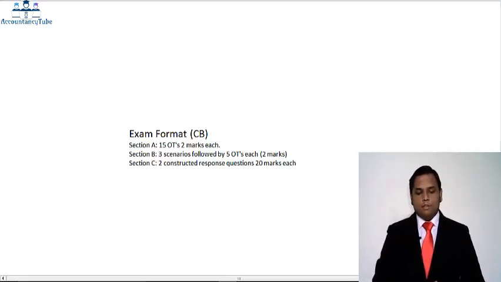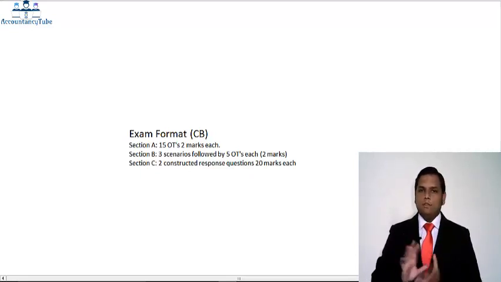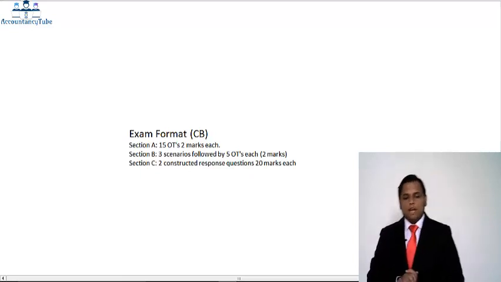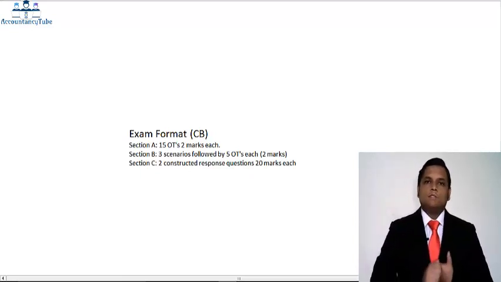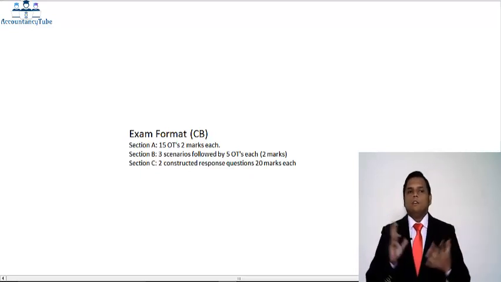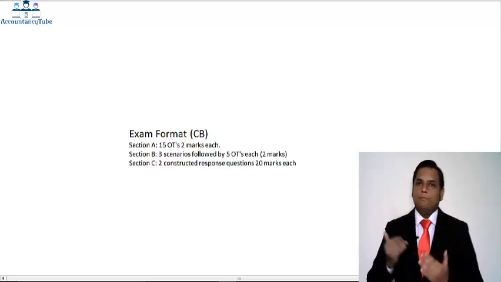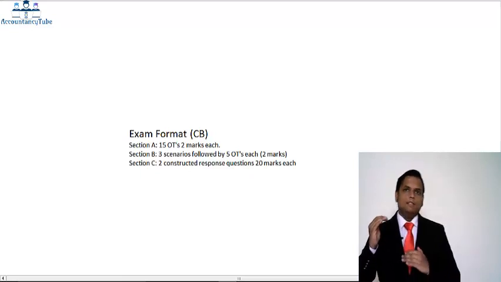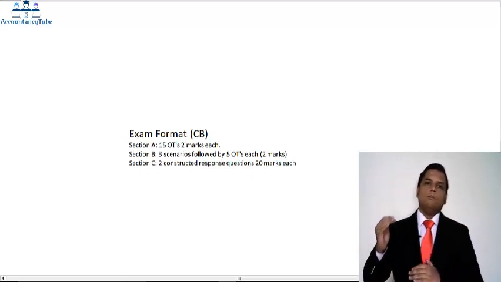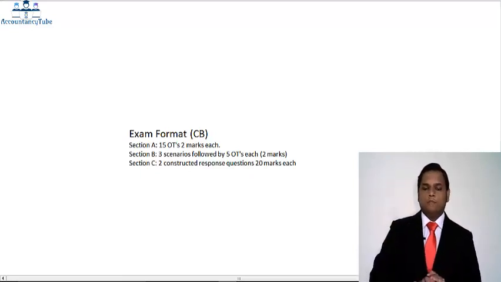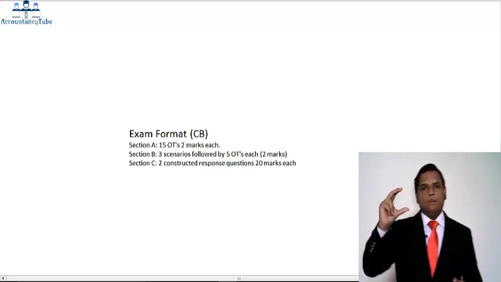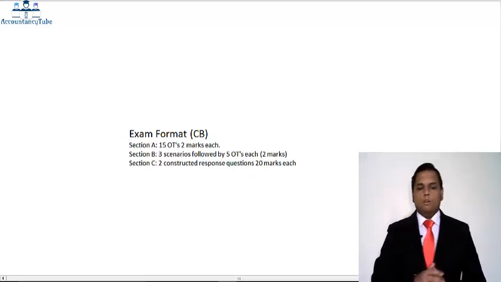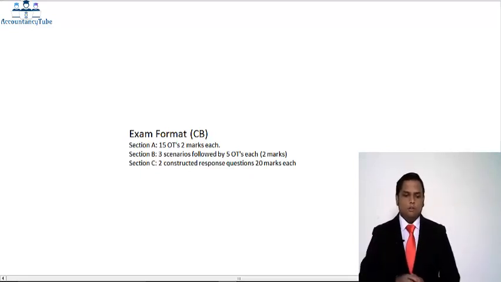After that we've got section C. It's more like a manual, classical style of questions in which you get 2 constructed response questions, 20 marks each. If the question asks you to compute anything, there will be an Excel sheet attached to it in the answer format, and you will be doing the computations over there. And if the question asks you to write anything, then there will be a Word window available in your answer section in the exam.